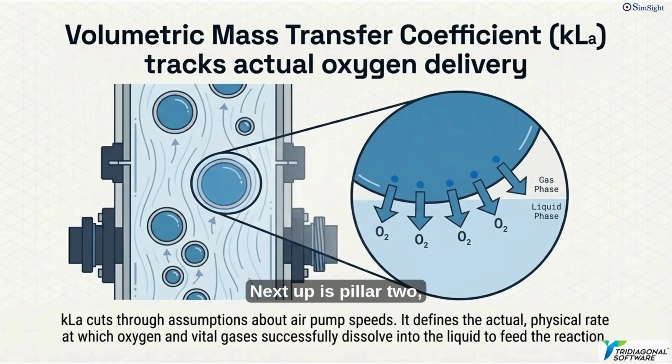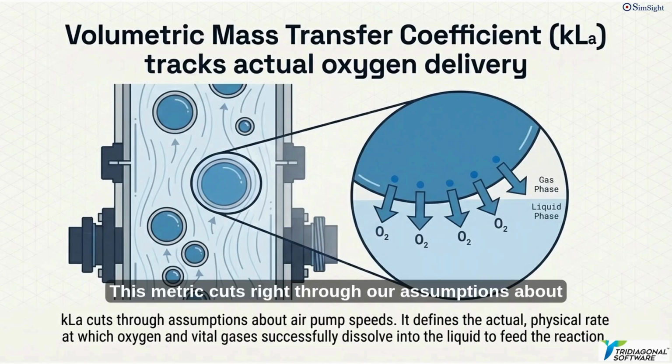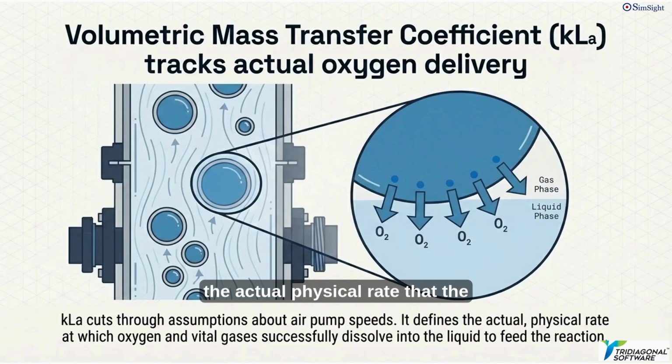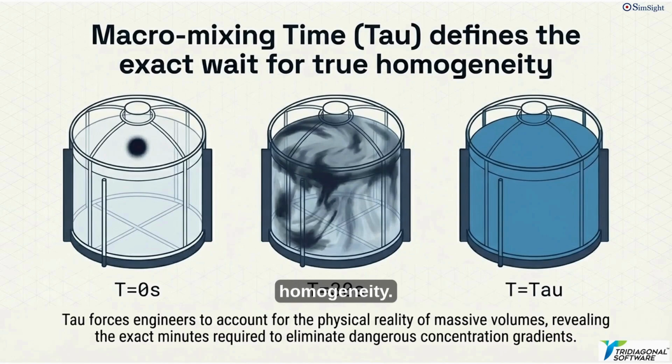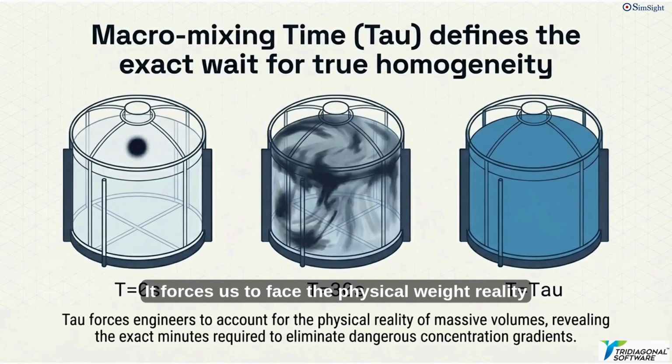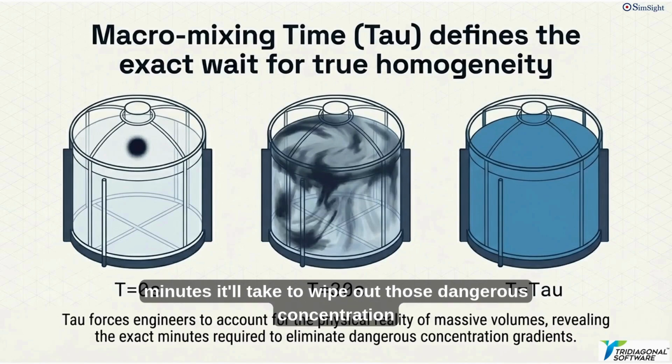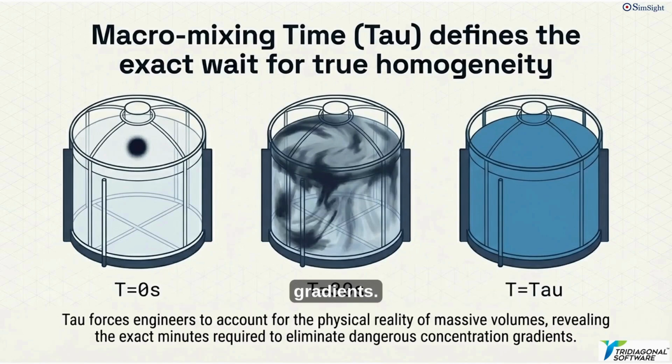Next up is Pillar 2, Volumetric Mass Transfer Coefficient, or KLA. This metric cuts right through our assumptions about air pump speeds. It defines the actual physical rate that the oxygen and the vital gases successfully dissolve into the liquid to feed your reaction. And finally, Pillar 3 is macromixing time, or tau. This is the exact wait time for true homogeneity. It forces us to face the physical reality of massive volumes, telling us exactly how many minutes it will take to wipe out those dangerous concentration gradients.